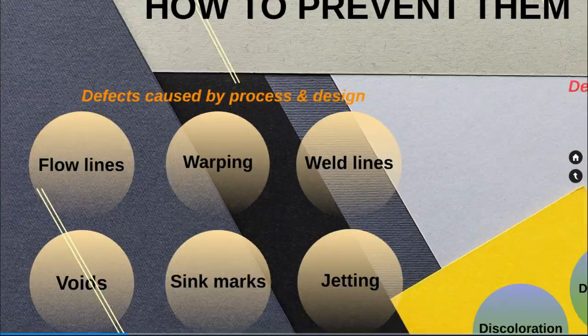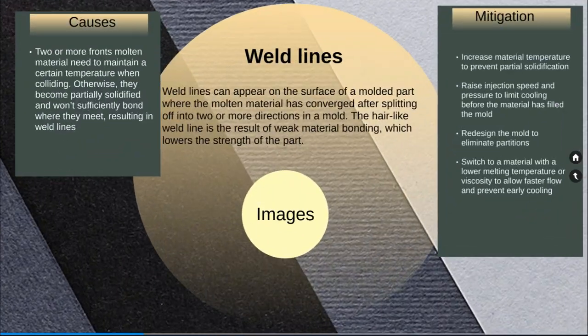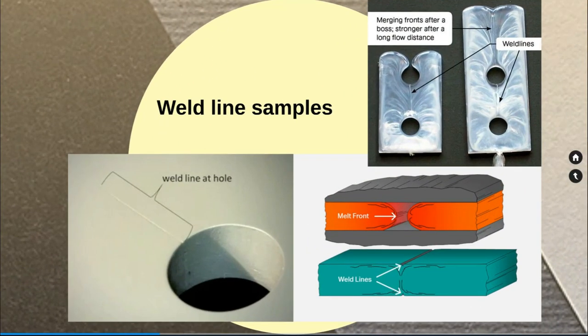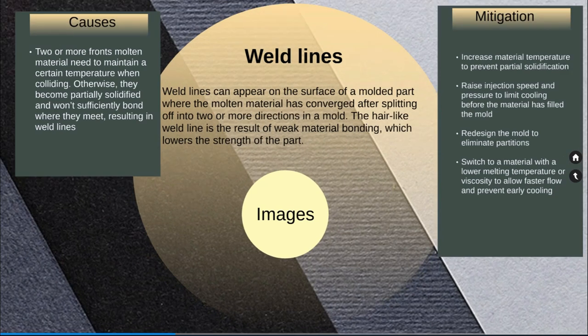Next is weld lines. Weld lines can appear on the surface of a molded part where the molten material has converged after splitting off into two or more directions inside the mold. The hair-like weld line is the result of weak material molding, which lowers the strength of the part. So what are the causes of a weld line? Two or more fronts of molten material need to maintain a certain temperature when colliding with each other.